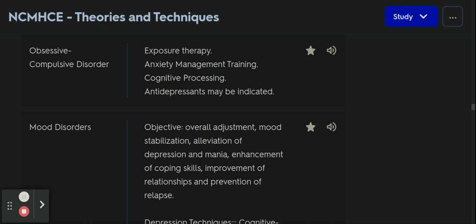Mood disorders. Objective: overall adjustment, mood stabilization, alleviation of depression and mania, enhancement of coping skills, improvement of relationships, and prevention of relapse.